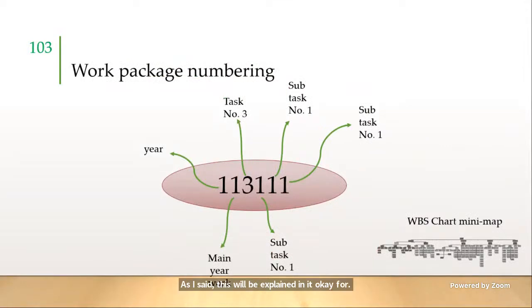So to make it easier to track all the work packages, we used a numbering system. This 6-digit number has the first digit for the number of the year, the second one for the main work area, the third for the task, and the last 3 digits for the subtasks. You will notice the work breakdown structure chart progress, which will be in the upper left corner for the next couple of slides. Next.